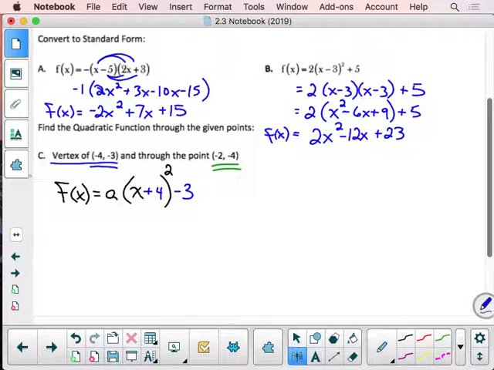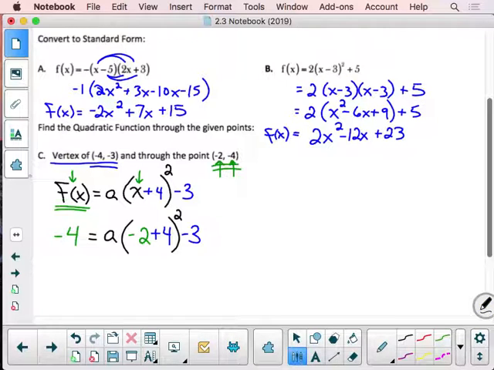Now we use the -2 and the -4. Remember, -2 is my x value and the -4 is the outcome. And I'm going to replace x with -2, and I'm going to replace f of x with -4. So I'll rewrite that. I know that I'm going to get -4 equals a times, again, what was the x? -2 plus 4, try to keep the colors here so it makes sense to you all, minus 3. So does everybody see where that came from? We got the blue from what we're given as far as the vertex goes, and the -2, -4 substituted in for x and for f of x.